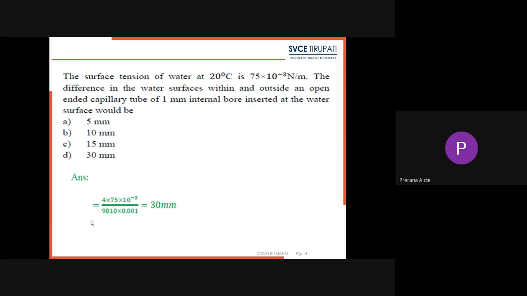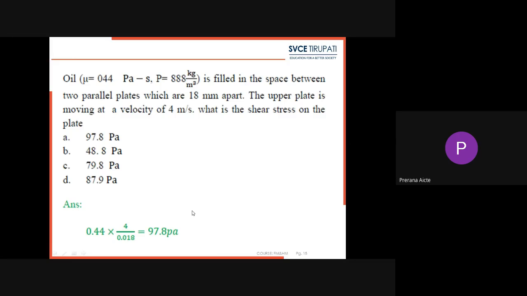So to calculate the capillary rise, we have the formula 4 sigma cos theta by gamma d. Here theta is not given. Why? Because in this case, theta is taken as 0 degrees. Cos 0 degrees is 1. So this will be 4 into, they have given the surface tension 75 into 10 power minus 3, by gamma into d. Gamma is 9810 and d is given as 1 mm. So it will be 0.001. So the capillary rise is 30 mm.